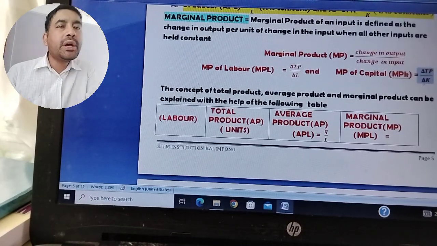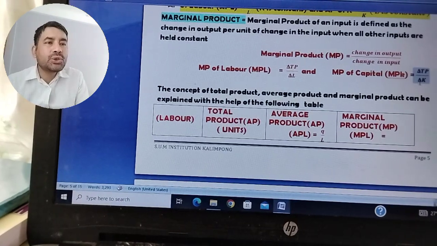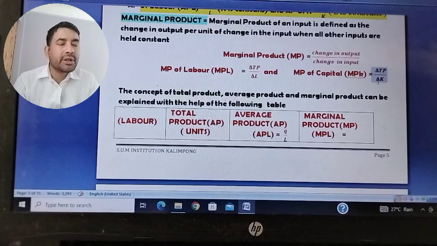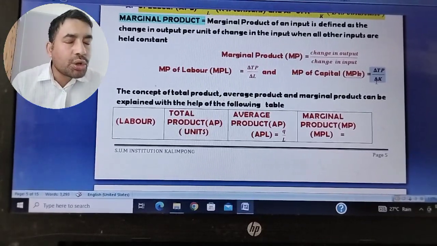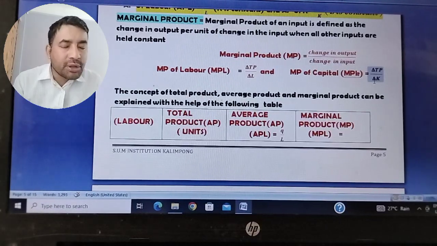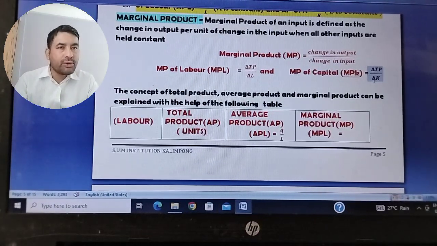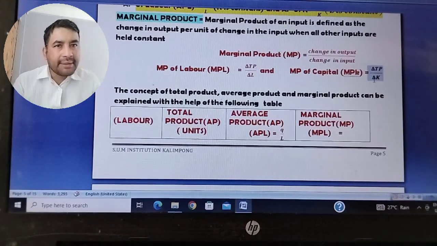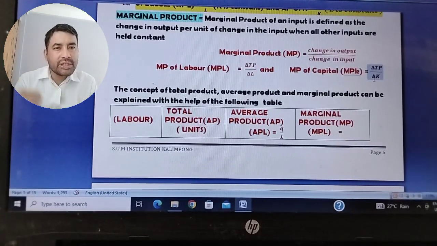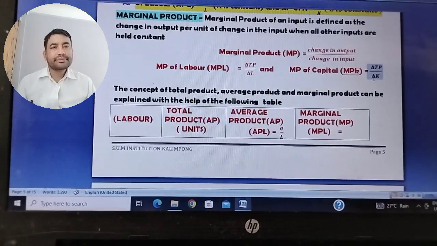So I hope you have clearly understood the concept of total product, average product, and marginal product. Total product means the total output produced during a given period of time, so it is equal to Q. Average product means the total product per unit of a variable factor, and marginal product means the increase or change in total product due to change in one unit of a variable factor.